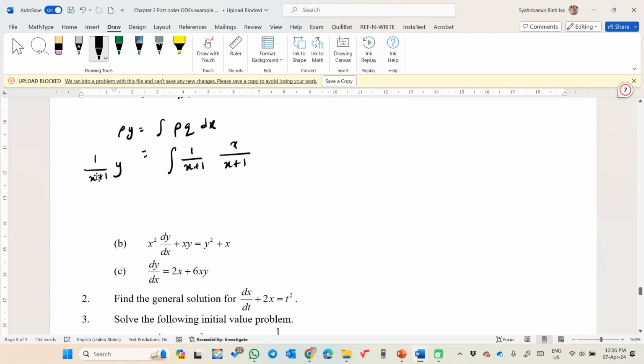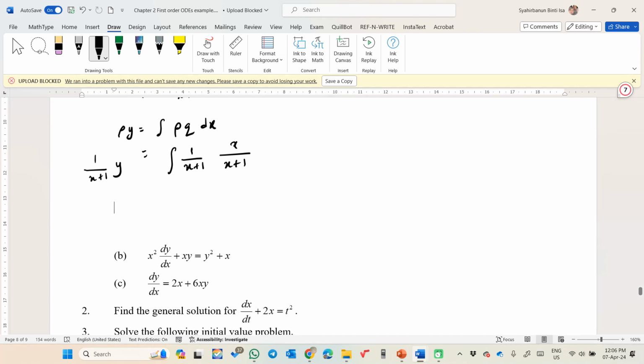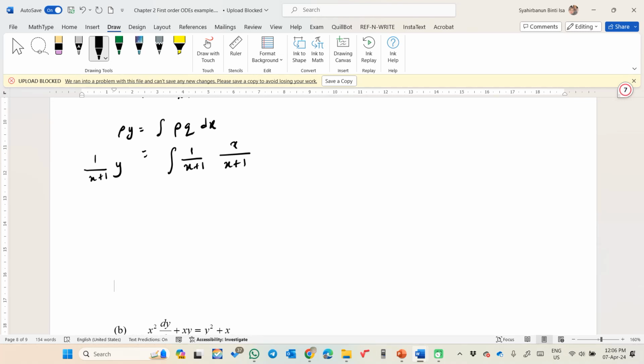Okay, after this we need to integrate for the right hand side only. So for the right hand side we have the integral of x over (x plus 1) to the power of 2 dx. Okay, this is quite easy integration. This is just the substitution.